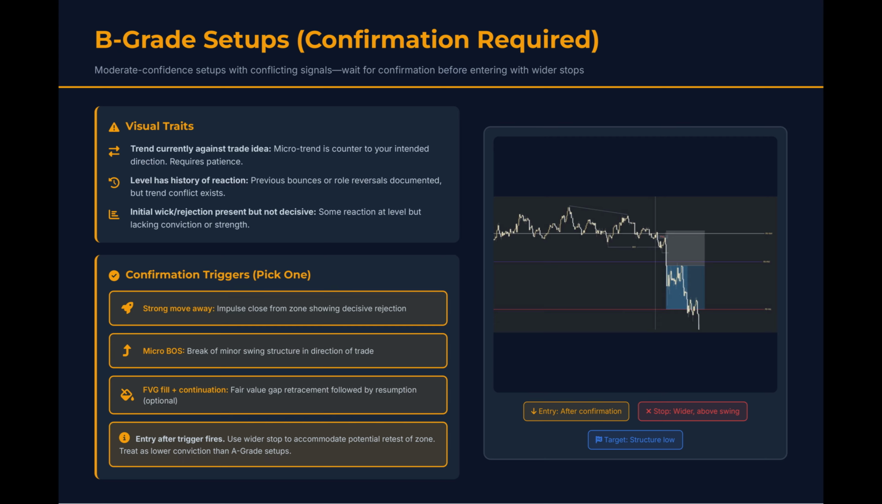You've successfully traded a B-grade setup by exercising patience and waiting for confirmation rather than forcing the entry when conditions weren't optimal. This is the discipline that separates consistent traders from gamblers. B-grade setups demand you wait.